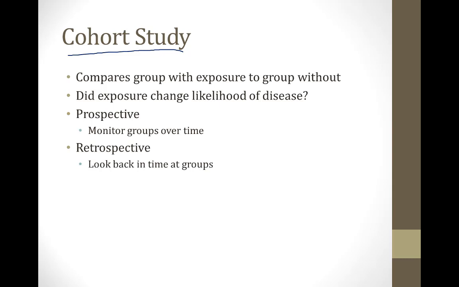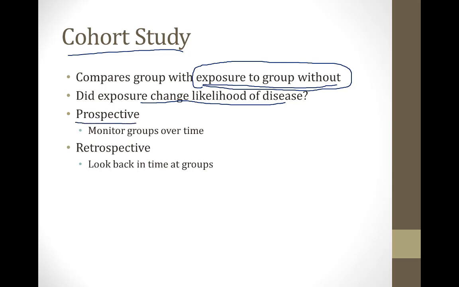So in a cohort study, we're going to compare a group with exposure to a group without. And it's very important that you remember that this is the way patients are identified. They are identified by exposure. So for example, if we wanted to know whether smoking causes lung cancer, we would identify patients based on whether they smoke or not. And we'll talk more about this later, but that's an important distinction between this and a case control study where we identify patients by disease. So once we've found our group of smokers and non-smokers, that's our cohort, we will decide by monitoring them over time whether exposure changes the likelihood of disease.